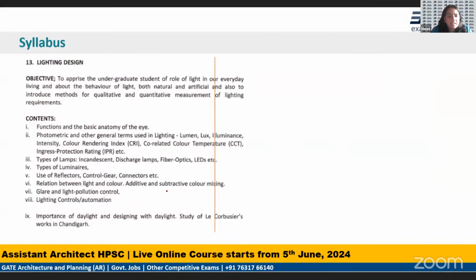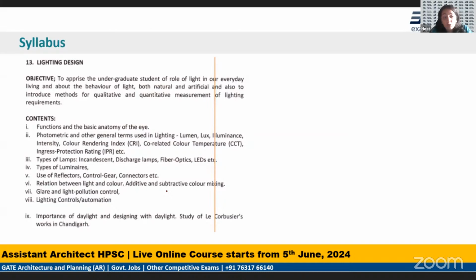Plus, in lighting design, which we can also consider still as a part of your building services itself, all the types, all the general terms that are used: what is lumen, what is lux, what is illuminance, what is intensity, etc., that we study in building services at our bachelor's level. Plus, along with artificial light, natural light, study of that or knowledge of that is also expected in this.